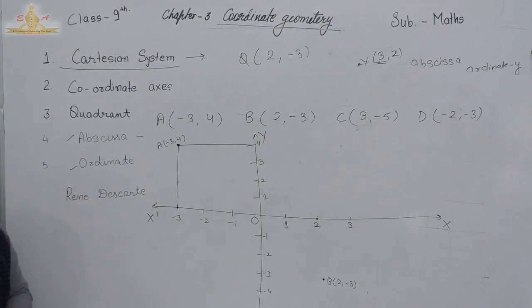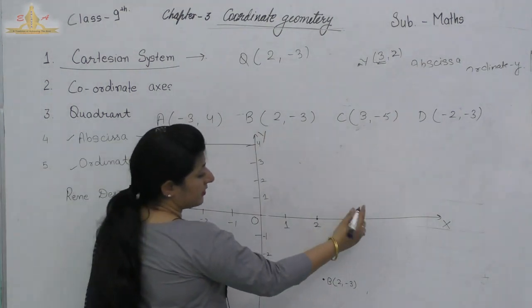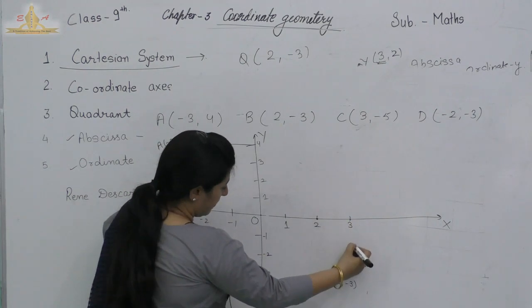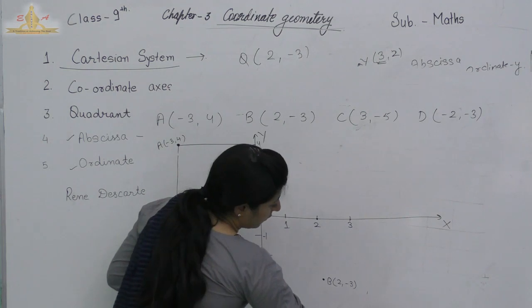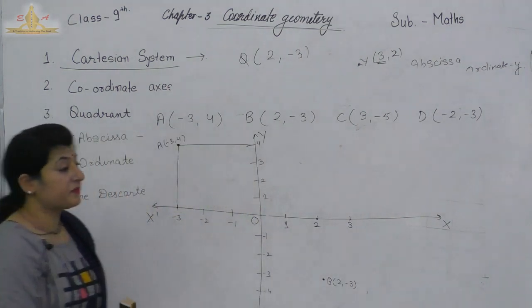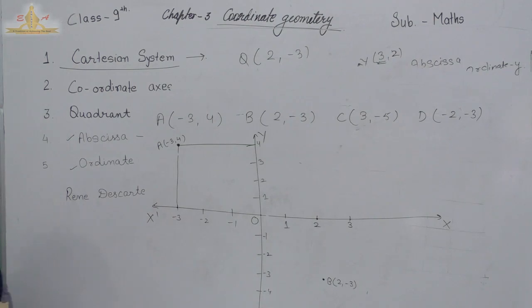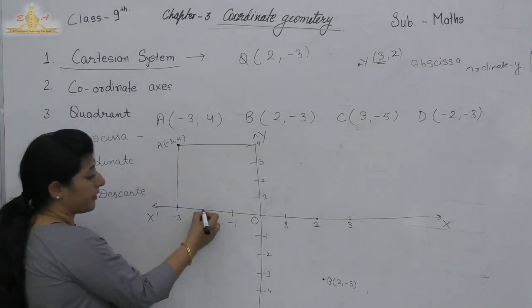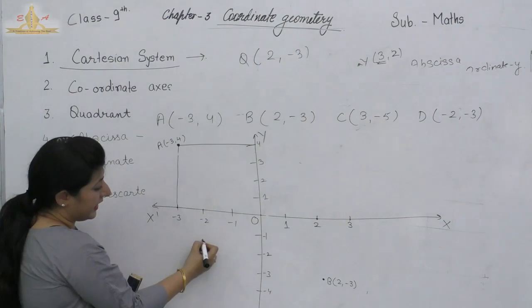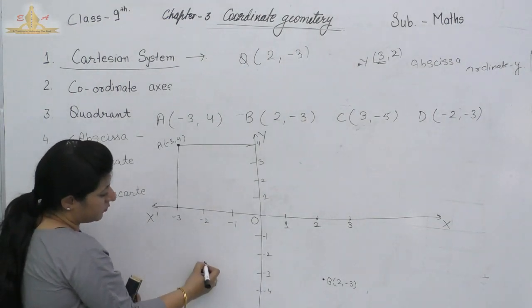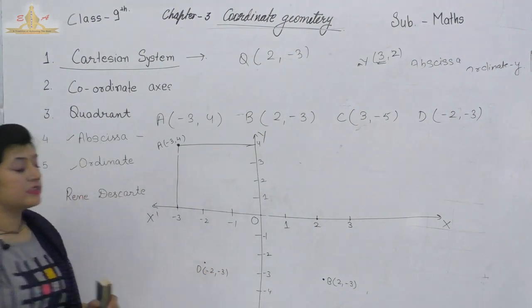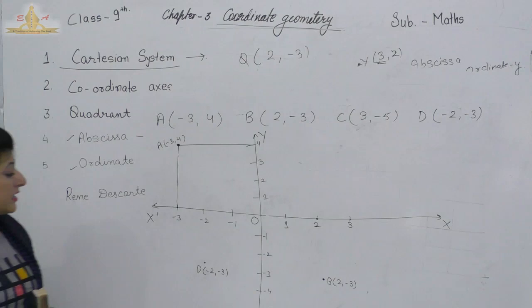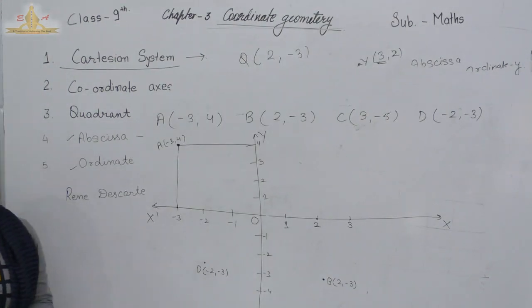Third, 3 comma minus 5. This is 3 and minus 5, where? Minus 1, minus 2, minus 3, minus 4. Here 3 comma minus 5. D point minus 2 comma minus 3. See, minus 2, then again minus 1, minus 2, minus 3. D point is minus 2 comma minus 3. So this type we can plot a given point on the Cartesian plane.